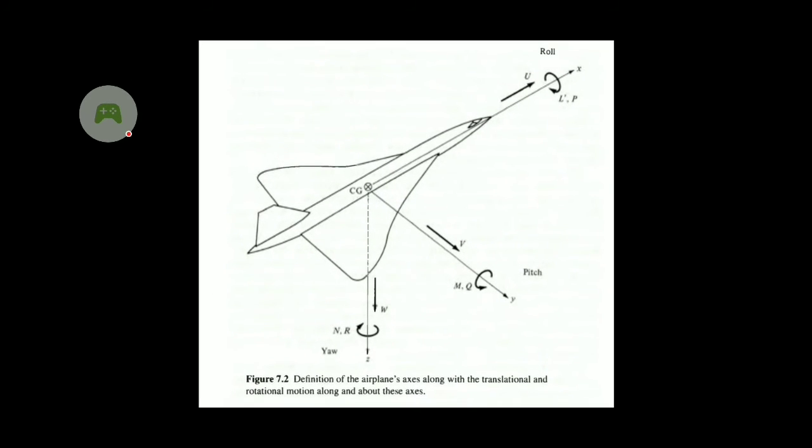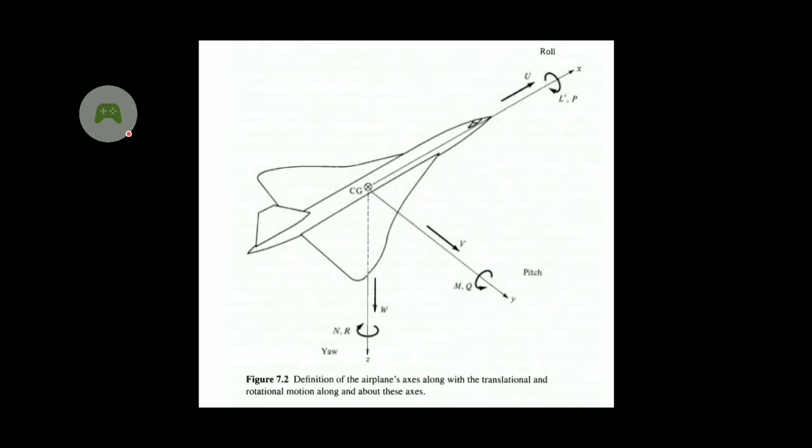And in the book, in this chapter particularly, we will be studying pitching movement about 90%, 95% we should say. In this chapter we will be covering pitching movement, and the pitching moment is represented by capital M, and the component of angular velocity is given by Q about the Y axis.